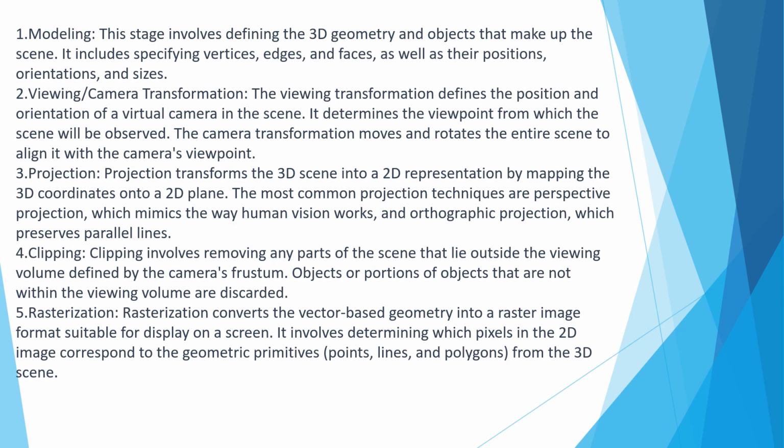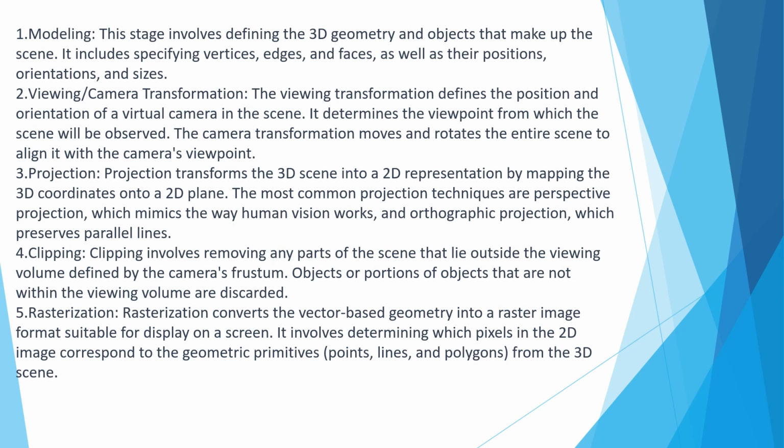Projection. Projection transforms the 3D scene into a 2D representation by mapping the 3D coordinates onto a 2D plane. The most common projection techniques are perspective projection, which mimics the way human vision works, and orthographic projection, which preserves parallel lines. Clipping. Clipping involves removing any parts of the scene that lie outside the viewing volume defined by the camera's frustum. Objects or portions of objects that are not within the viewing volume are discarded. That is nothing but clipping.